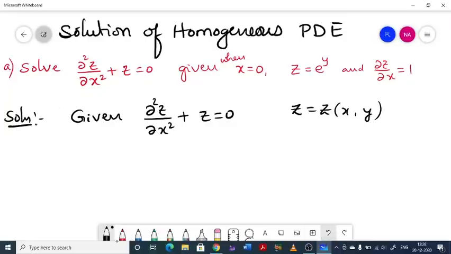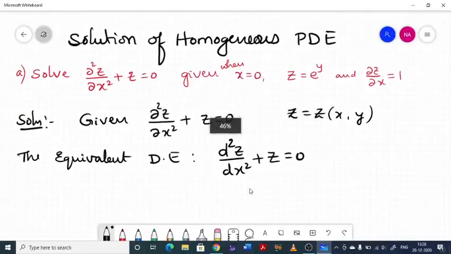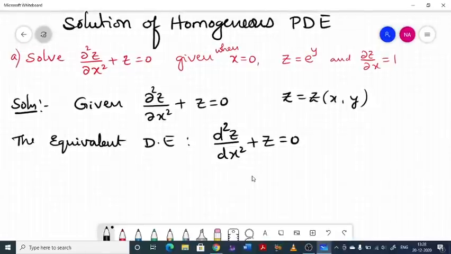Okay, the equivalent differential equation is, I'll write that word completely, equivalent differential equation. Here replace del by d, that's all, to write the equivalent differential equation. d square z by dx square plus z equal to 0. So this is the equivalent differential equation, d square z by dx square plus z equal to 0.